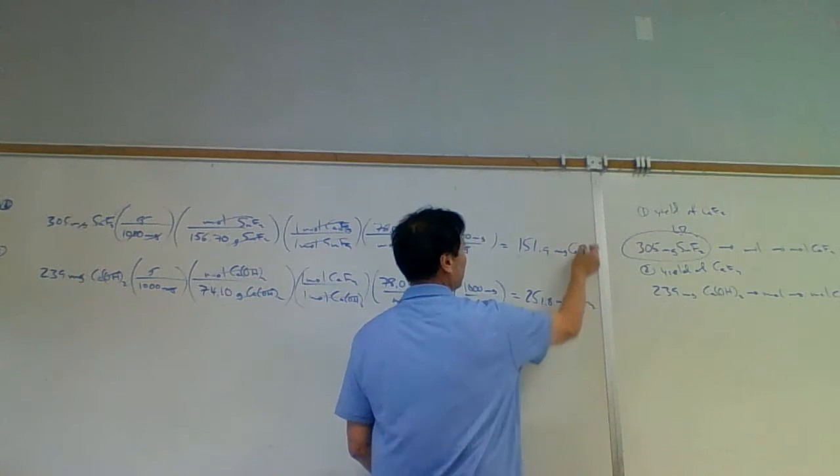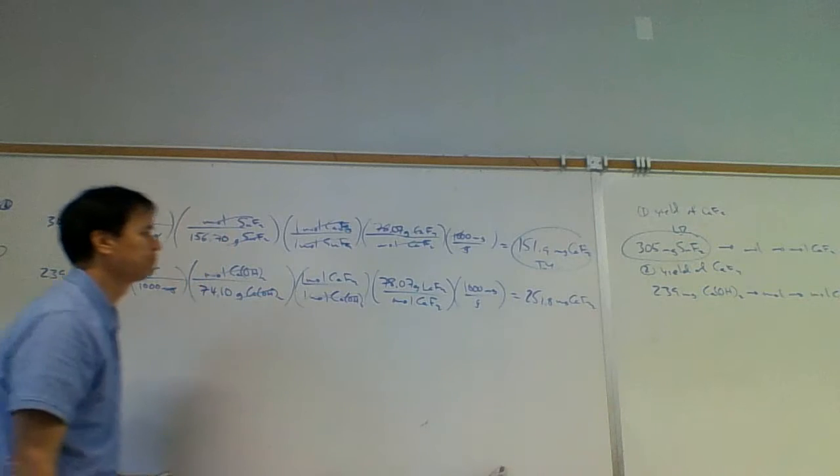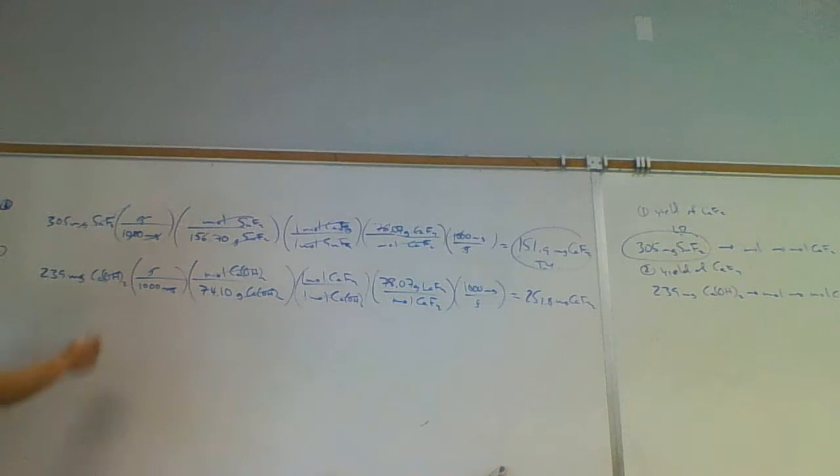And so the smaller amount method, this is the theoretical yield. It's a smaller amount. Okay, and this will be the limiting reagent. This will be the excess reagent. Now the limiting reagent is completely consumed.